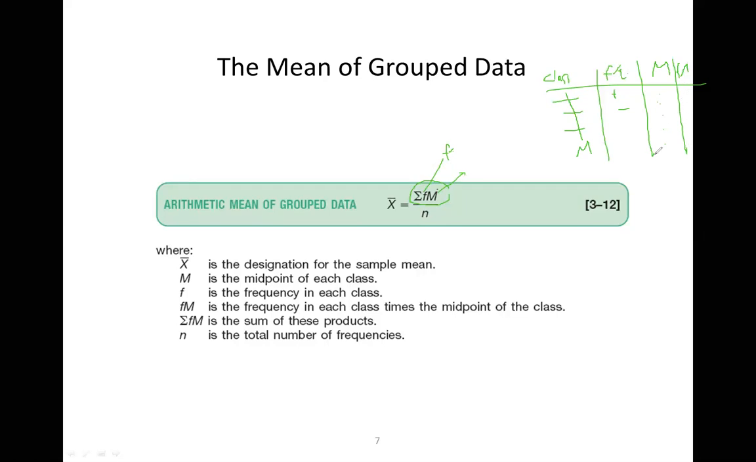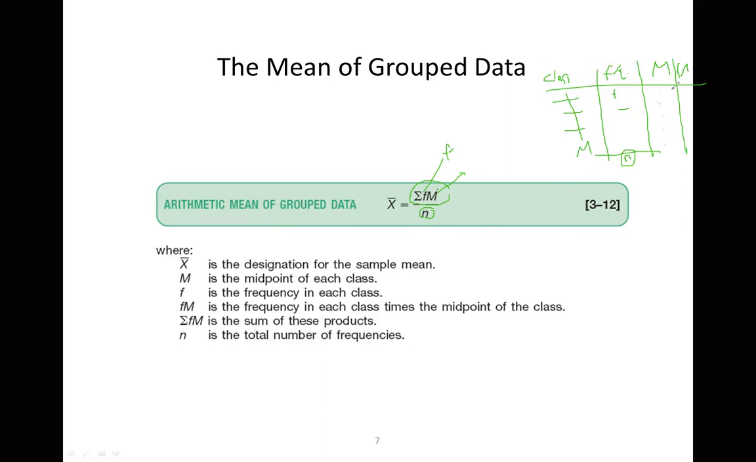And the sum of fm is divided by n, the number of values, that is, the sum of the frequency values. So the sum of the frequency values is the value n, the number of observations that you have. Very simply, we can apply that directly, without any details.